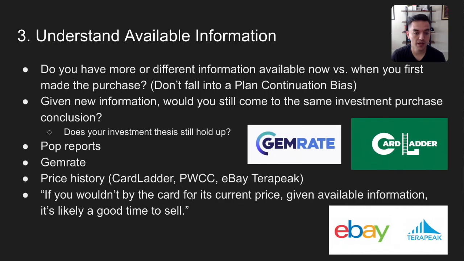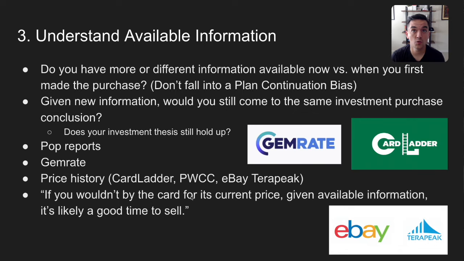And things that you need to look at are pop reports. So how are pop reports changing for certain cards that you own? Sometimes you purchase a card with a low pop report and all of a sudden a bunch more get graded, and now your original investment thesis is different. And GemRate's a great tool for this, where it shows pop reports over time, as well as gems, PSA 10s, SGC 10s, etc. over time. Price histories, Card Ladder, PWCC, TerraPeak, understanding how a card is trending.